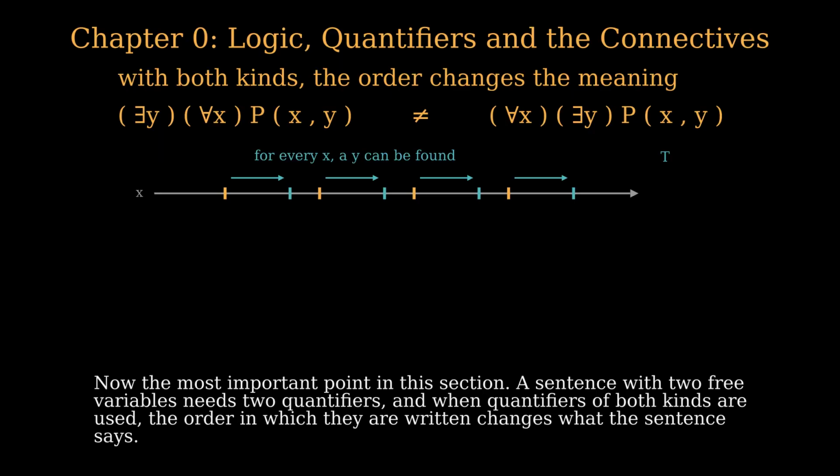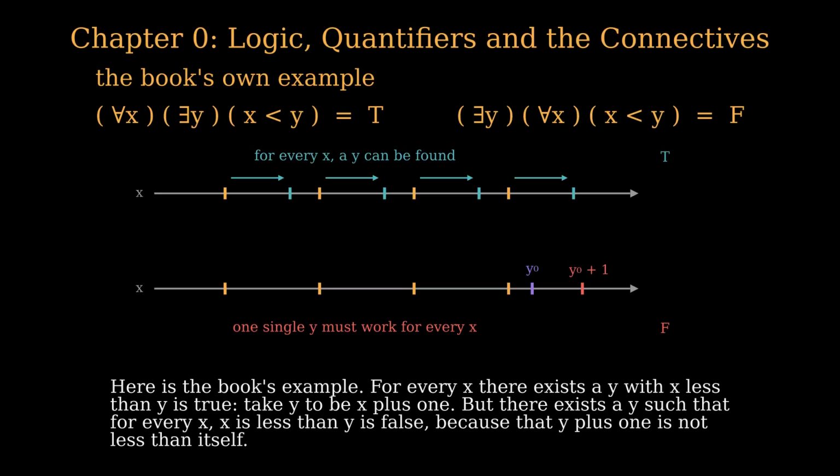Now the most important point in this section. A sentence with two free variables needs two quantifiers, and when quantifiers of both kinds are used, the order in which they are written changes what the sentence says. Here is the book's example. "For every x there exists a y with x less than y" is true.